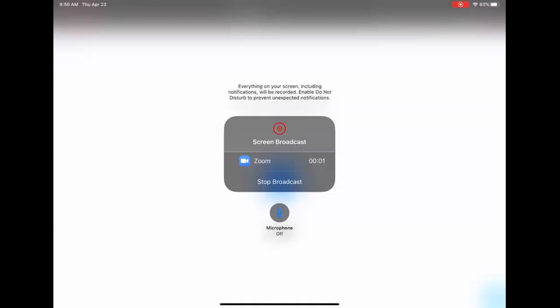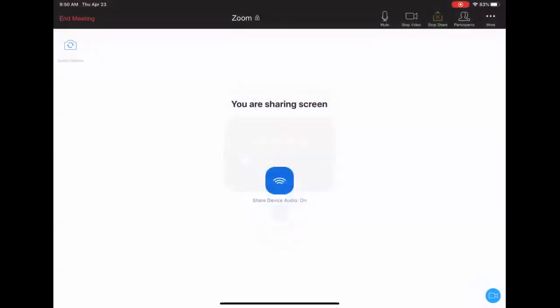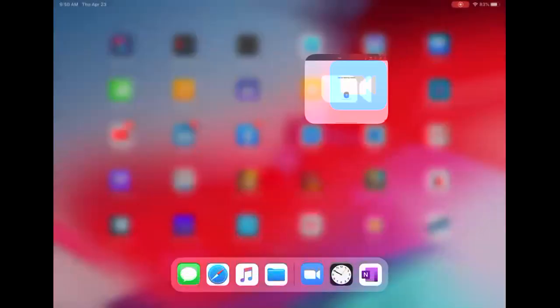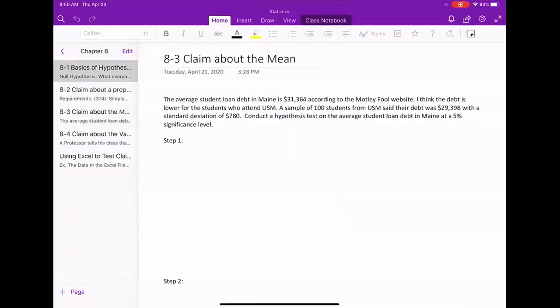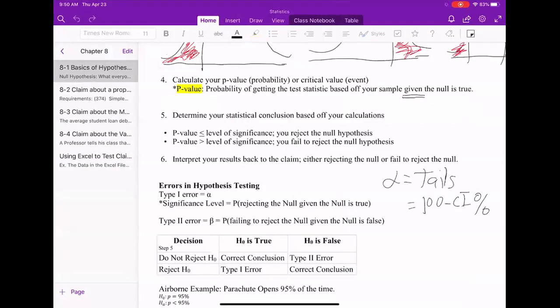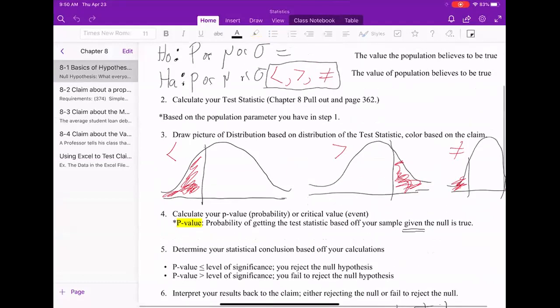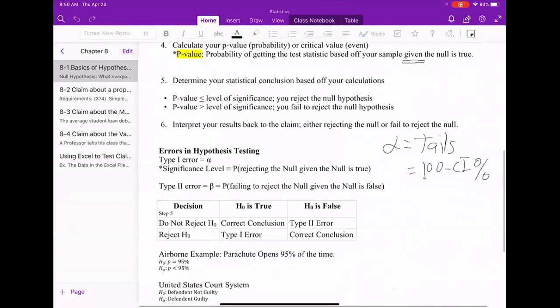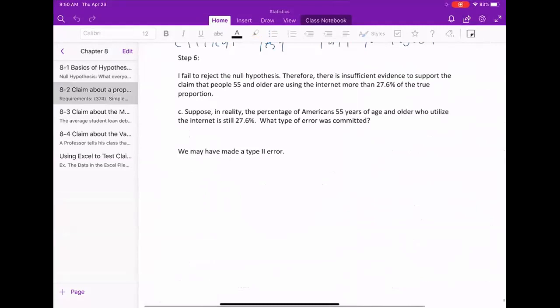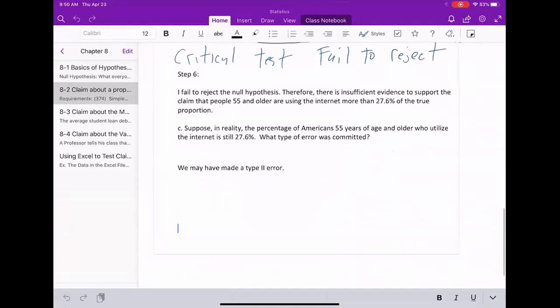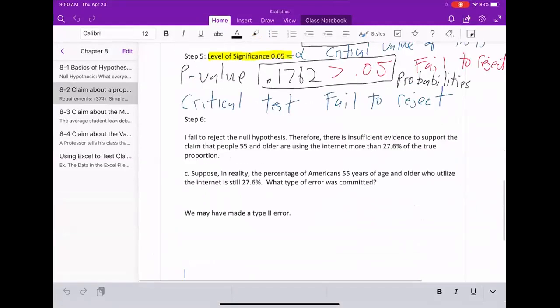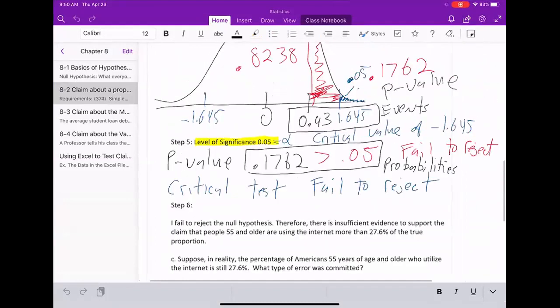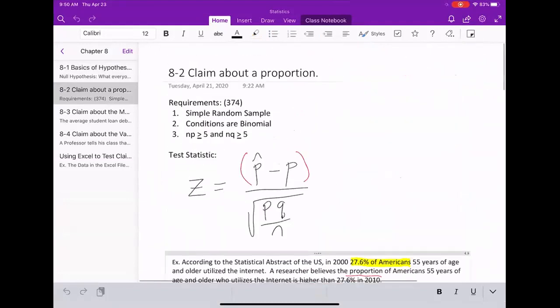So last class, we talked about hypothesis testing. We went through the basics and the steps of doing a hypothesis test. We talked about the types of errors of a hypothesis test, right? And that was all in 8.1. We went through all the steps, talked about the different types of errors, and did a proportion problem. You can see all that work is still on my OneNote.